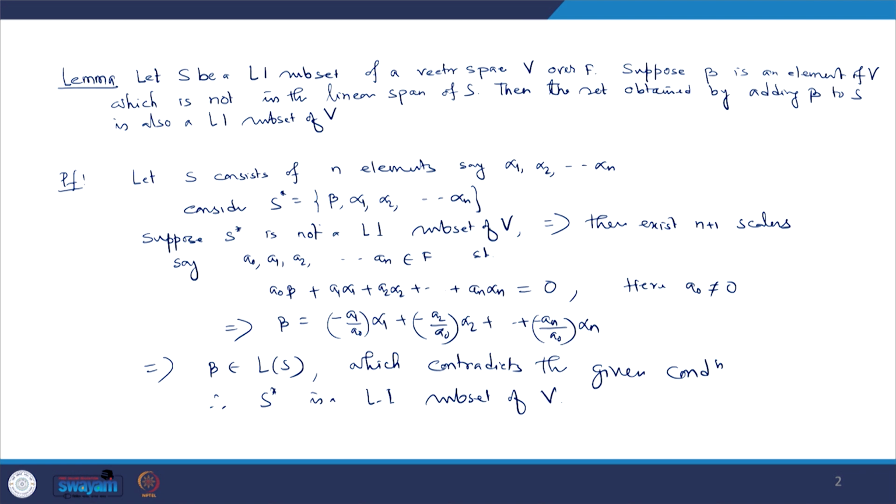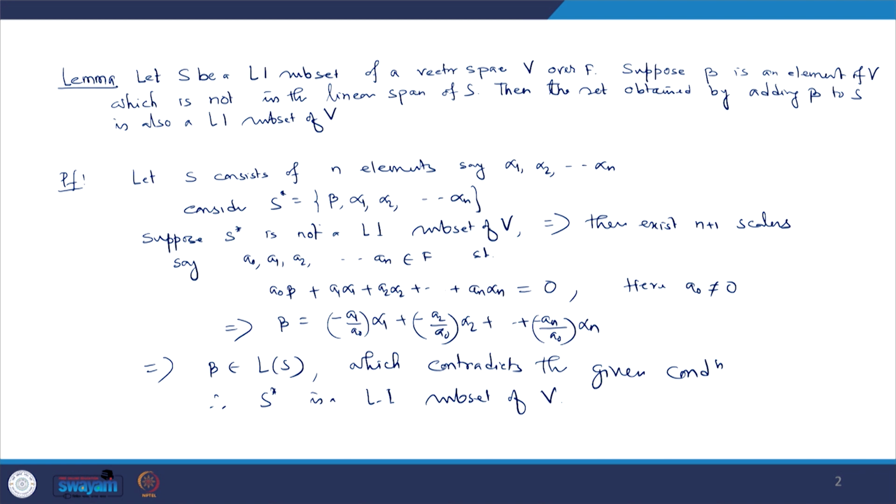What is the extension theorem? Suppose V is a finite dimensional vector space over the field F, and S is a linearly independent subset of V. Then that subset can be extended to a basis of the corresponding space V also. So, this I am leaving as homework.